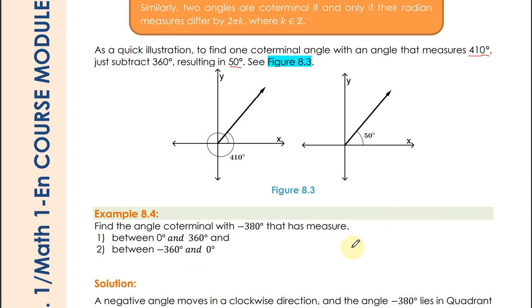So another example. Find the coterminal with negative 380 degrees that has measure between 0 and 360 degrees. So first, let's plot negative 380 degrees. Since it is a negative angle, we go in a clockwise direction. So we have negative 90, this is negative 180, this is negative 270. Right?